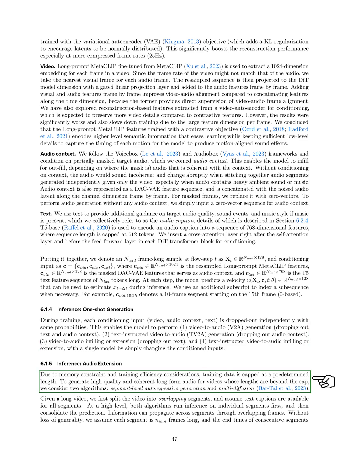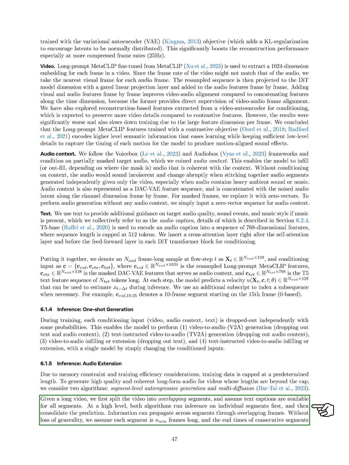For audio extension, we face memory limitations and efficiency issues, so we limit our training data to a specific length. To create high-quality, coherent long-form audio for videos that exceed this length, we employ two methods: segment-level autoregressive generation and multi-diffusion. We start by dividing a long video into overlapping segments, assuming we have text captions for each segment. Both methods first generate predictions for individual segments and then combine these predictions. The overlapping frames allow information to flow between segments.